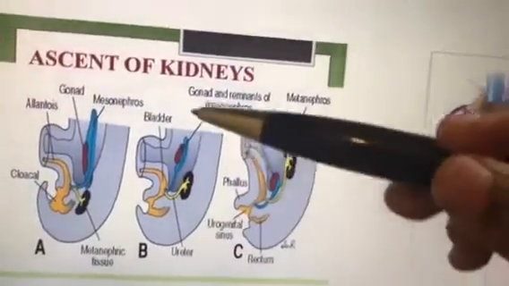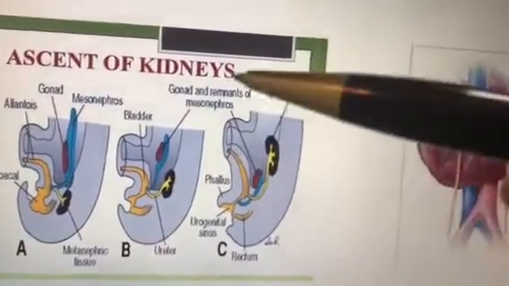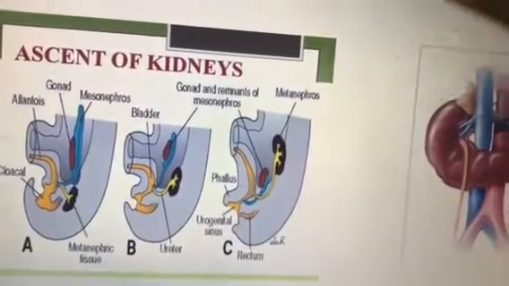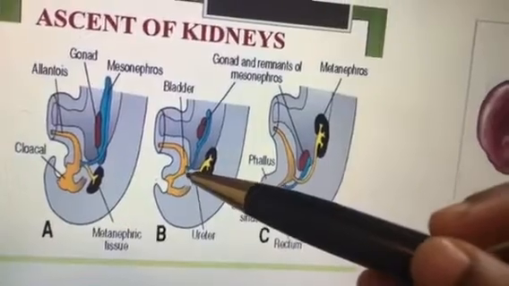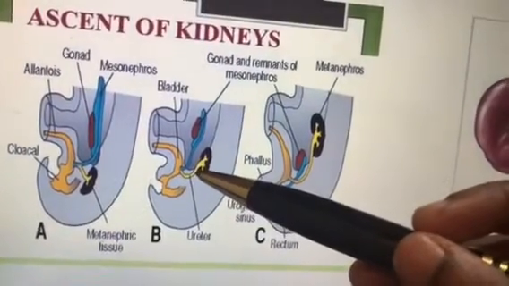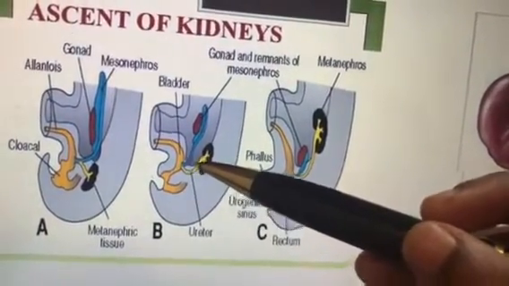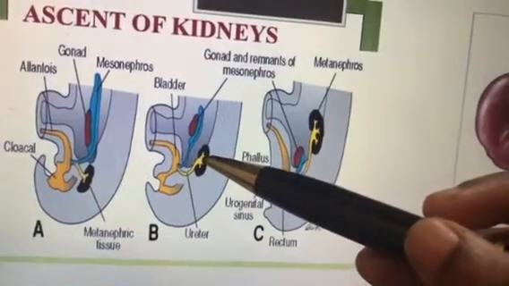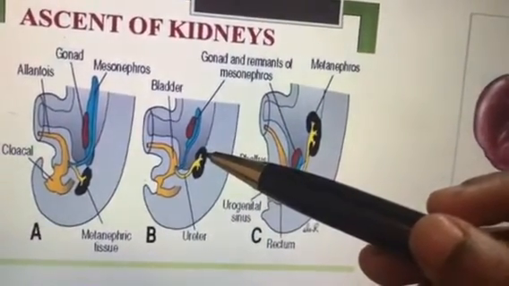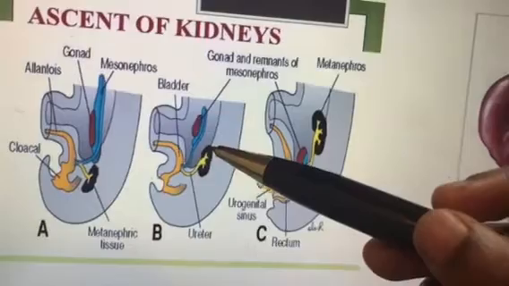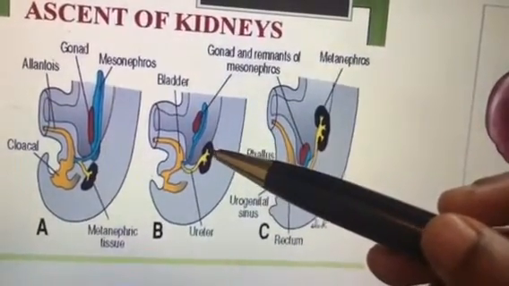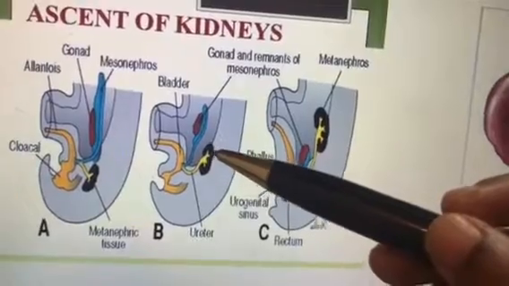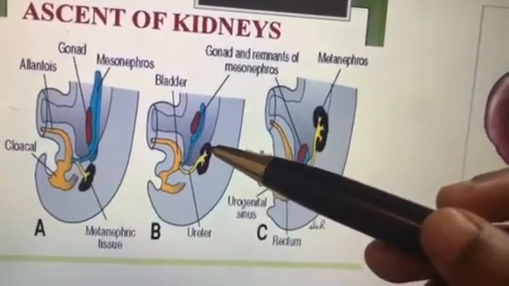Next point is, you have two parts of the kidney. One is the collecting system of the kidney, another one is the excretory system of the kidney. So the collecting system of the kidney develops from the ureteric bud. This bud only develops into ureter and major calyces, minor calyces. And the excretory part of the kidney is developed from the metanephric blastema. There only you have your nephrons and everything is there.